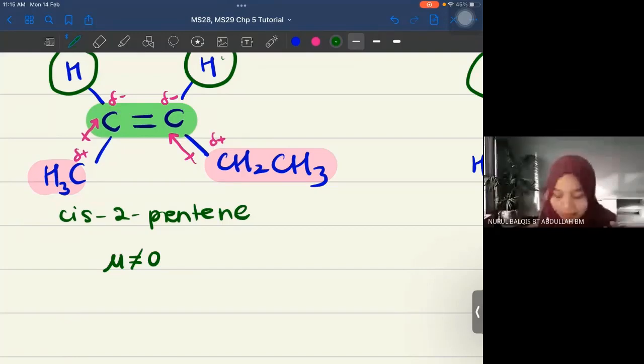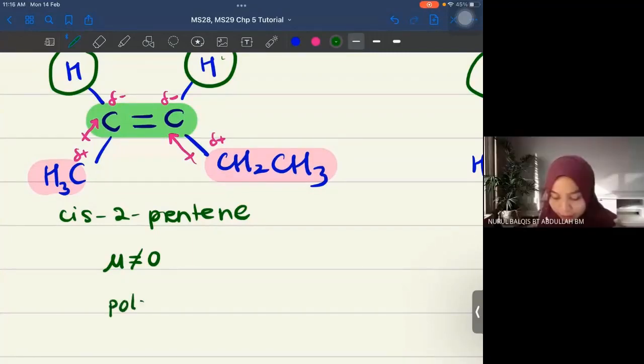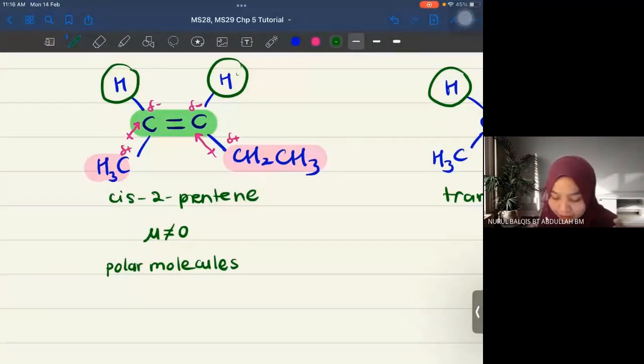Therefore, are they polar or non-polar? Kalau tak boleh cancel out, polar. Okay, polar molecule. So these polar molecules got what kind of intermolecular forces present in them? Dipole. The dipole. Ada tak London forces juga? Kalau ada dipole? Ada. Okay.